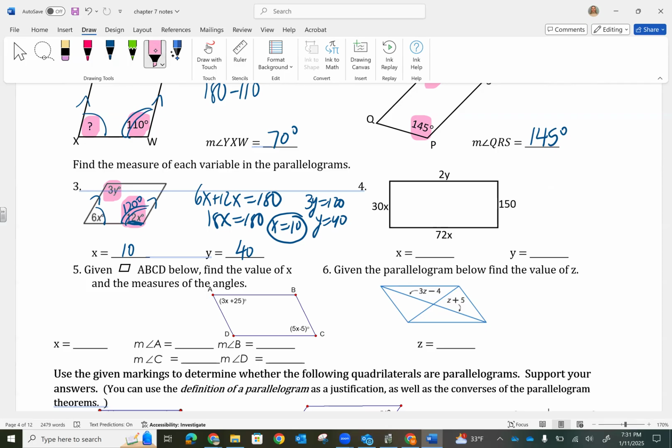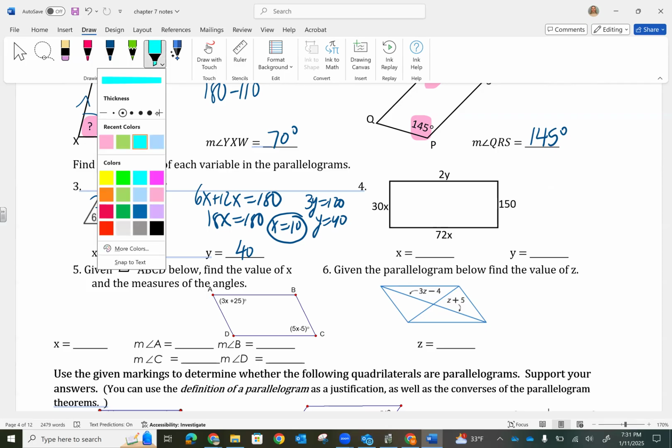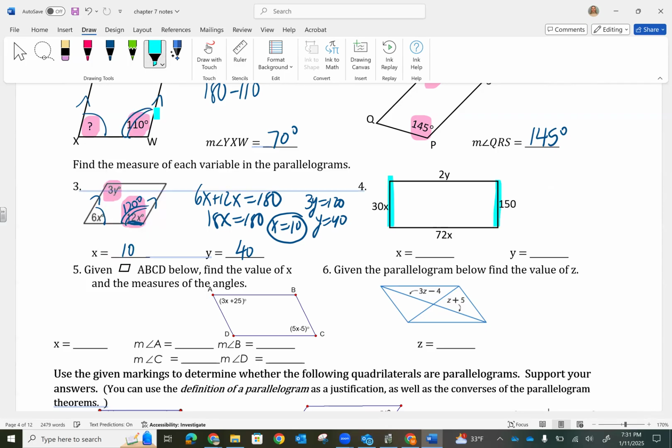In the next one, in a parallelogram, can we find x and y? Well, opposite sides are going to be congruent. That doesn't look like it is a parallelogram. We could probably better call it a rectangle, but they're saying, hey, it is a parallelogram. So we know opposite sides are equal in size, they're congruent. So you know 30x is equal to 150. Divide by 30. You get x is equal to 5.